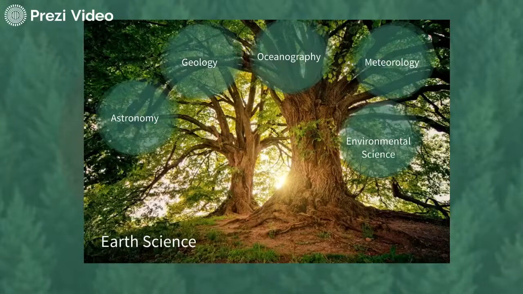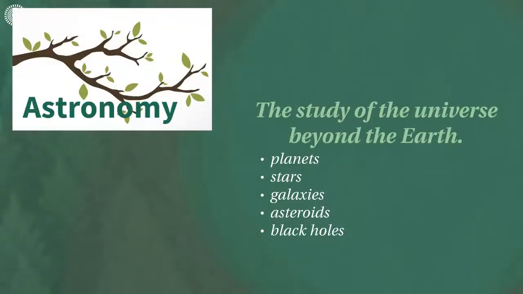So one of the first branches of earth science we are going to study this year is going to be astronomy. Astronomy is the study of the universe beyond Earth. Basically, we're going to be looking at outer space this year. We're going to be covering things like planets and stars, asteroids and galaxies, black holes, the Big Bang Theory. We're going to touch on a little bit of everything in astronomy.